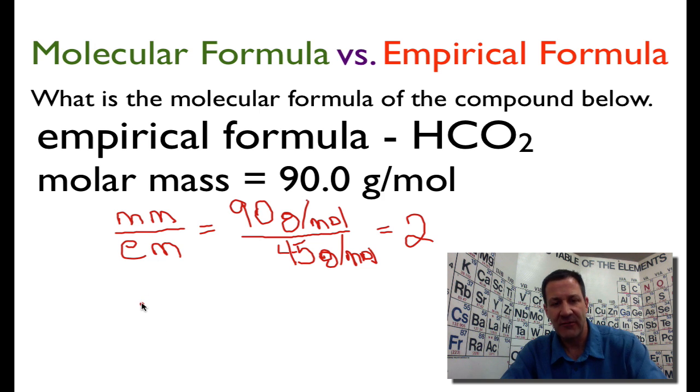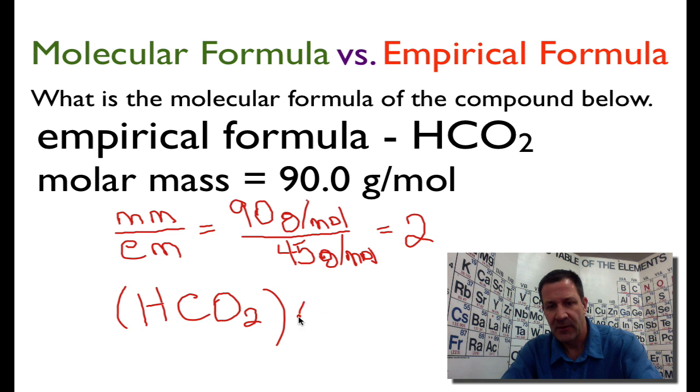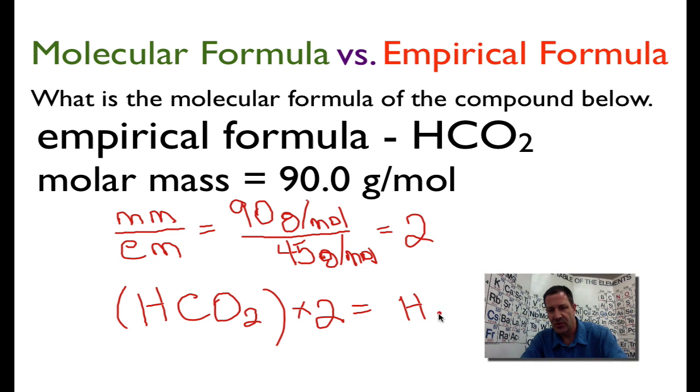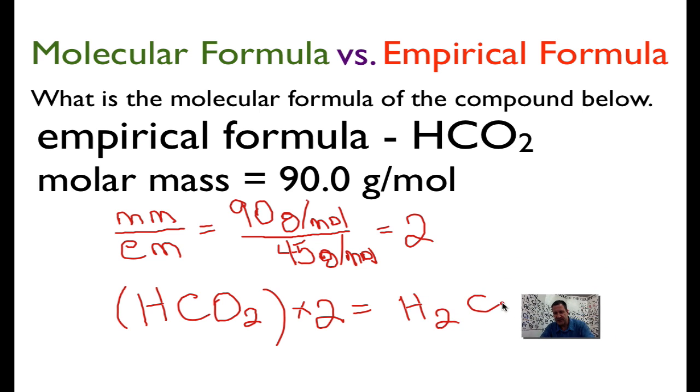So to get the molecular formula, because I know there's 2 empirical formulas inside that molecular formula, essentially I'm going to take my empirical formula and multiply it by 2. And if I multiply that formula by 2, I get H2C2O4. That is my molecular formula.